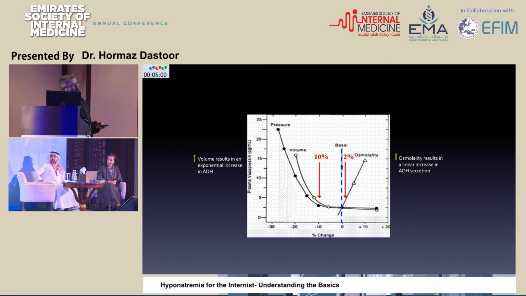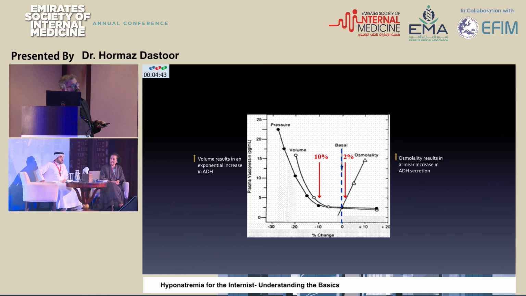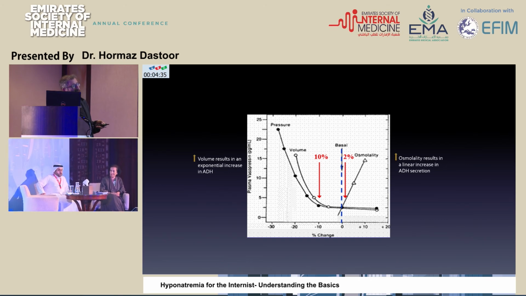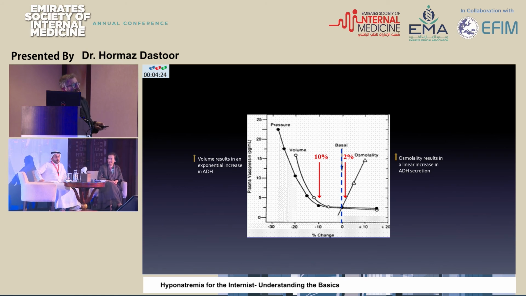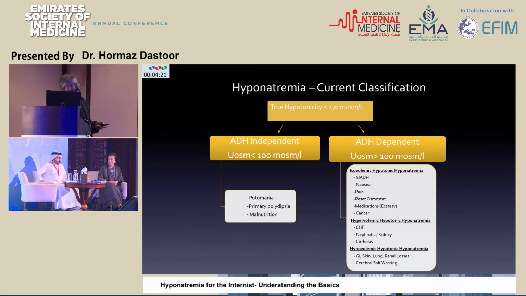Another stimulus for ADH stimulation is volume. Whenever you have a volume decrease, there is an ADH stimulation. The difference here is volume is not a very strong stimulus for ADH release. You need to have at least a 10% decrease in your volume to have an ADH release, yeah? But osmolarity or sodium is very sensitive. Whenever you have even a slight increase or decrease in sodium level, you will have a sudden increase or decrease in ADH secretion.